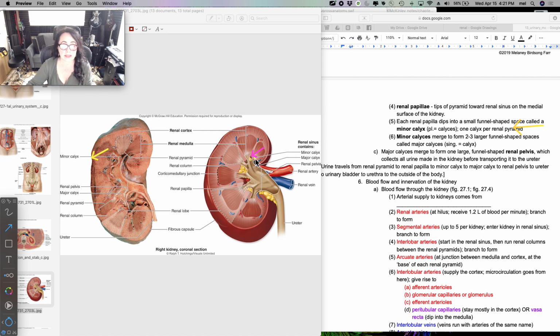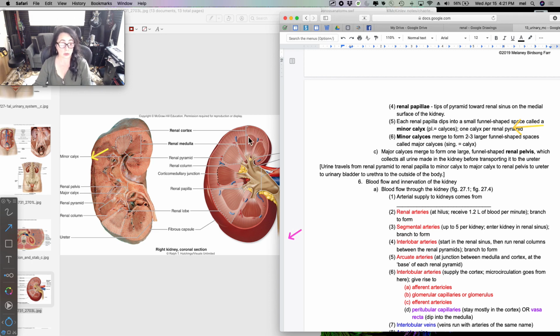So the minor calyces, 1, 2, 3, will get together to form a major calyx. And a major calyx receives urine from 3 different minor calyces. And then all of the major calyces will dump into the renal pelvis. So the renal pelvis receives urine from all of the pyramids, all of the minor calyces, all of the major calyces. And then the renal pelvis will dump into the ureter, and then the ureter will lead to the urinary bladder.